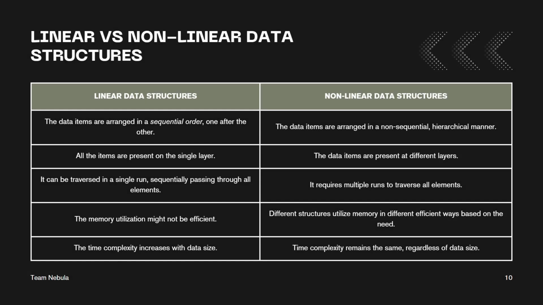Linear versus nonlinear data structures. Linear data structures involve arranging data items in a sequential order, one after the other, all present on a single layer. Traversal occurs in a single run, sequentially passing through all elements. This may result in less efficient memory utilization, and the time complexity increases with data size.